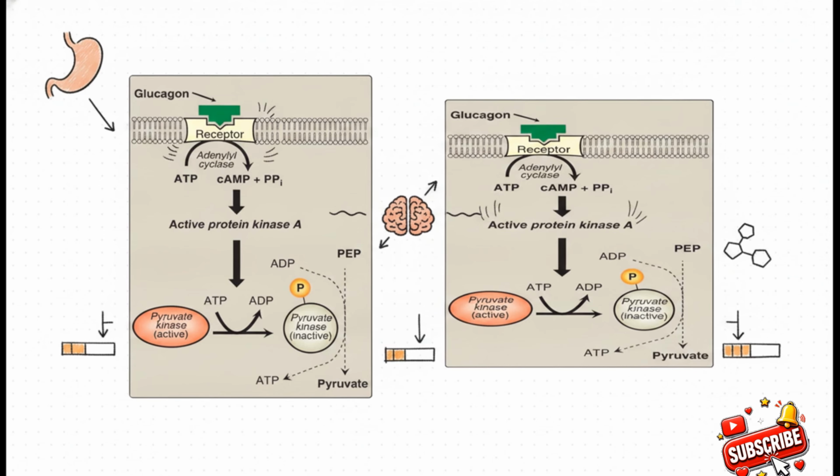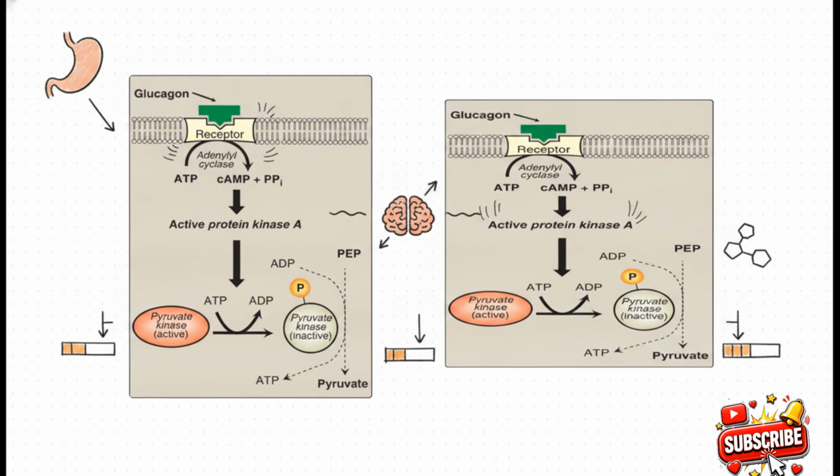The hormone glucagon is released. This kicks off a chemical domino effect using messengers like cAMP that physically slaps a phosphate group onto pyruvate kinase in the liver. This phosphorylation completely shuts down pyruvate kinase. It halts glycolysis at the very last step.